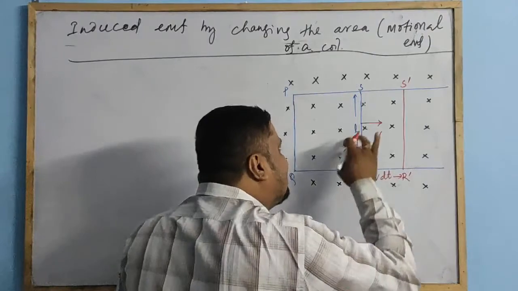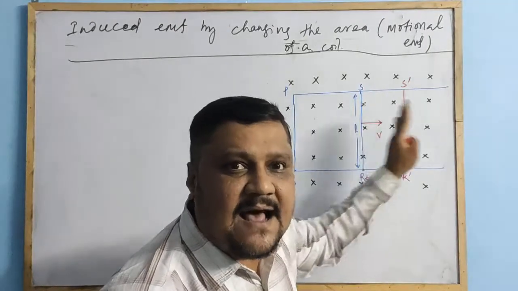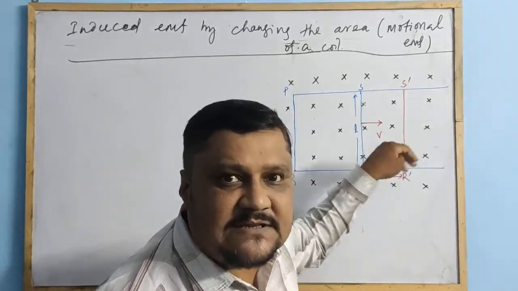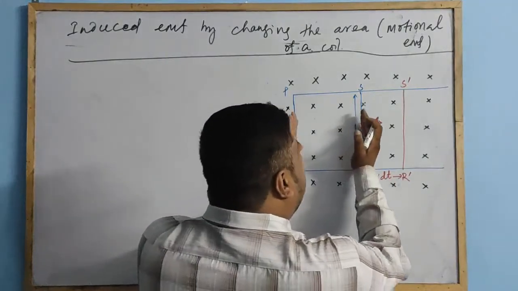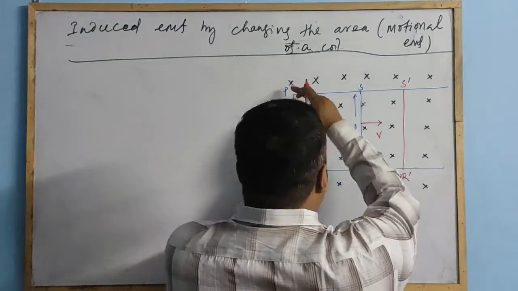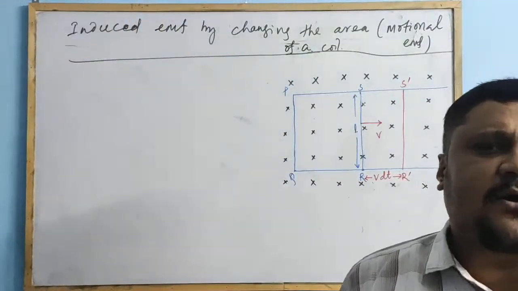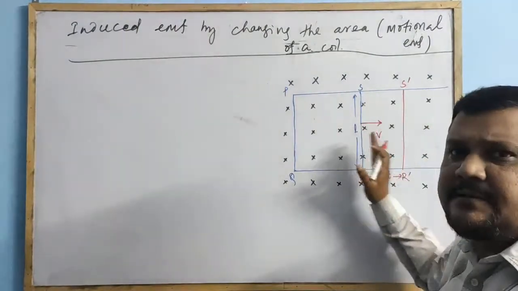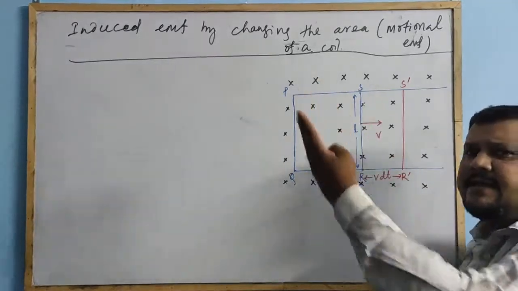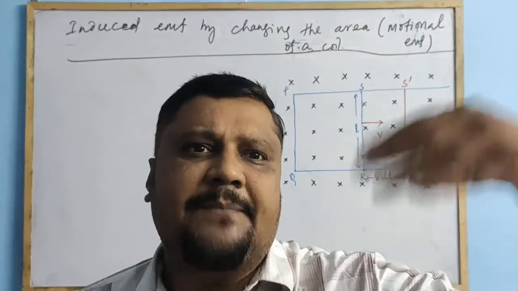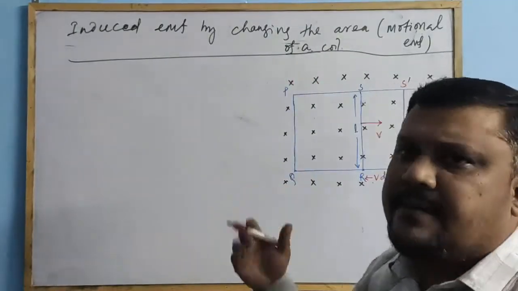So the magnetic flux linked with the coil, because of sliding one of the rods, is changing. By changing the area PQRS to this new PQRS, the magnetic flux linked with the coil changes. If I go on sliding like this with velocity V in a time interval, then obviously the magnetic flux linked with the coil changes. If the flux changes with respect to time, that will give you induced EMF. That is the motional EMF that we will calculate.